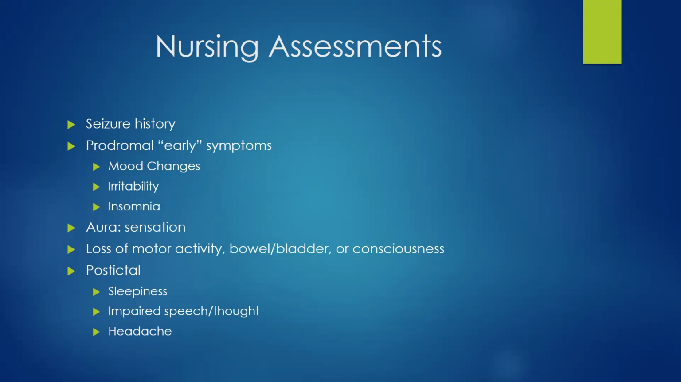Prodromal symptoms tend to be our early symptoms. Oftentimes our patients, their body knows that it's about to happen. So there's a change in the mood. They become very irritable. They may have complaints of insomnia the night before. And then of course that aura is that sensation or knowing that it's about to happen. They might have a loss of motor activity, loss of bowel and bladder function, or a loss of consciousness.